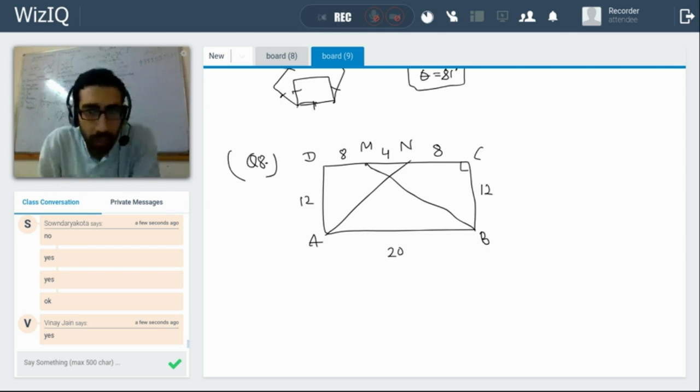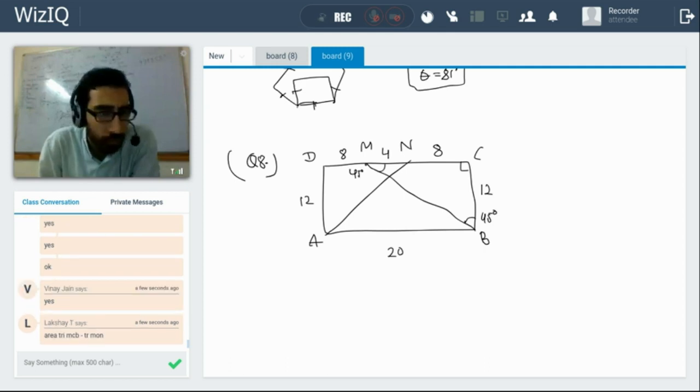So what does that mean? MC is 12, CB is 12. These two angles must not only be equal, both of them must be equal to 45. This angle is 45 degrees. This angle is also 45 degrees. Yeah. I'm showing you another quicker way of doing this question.